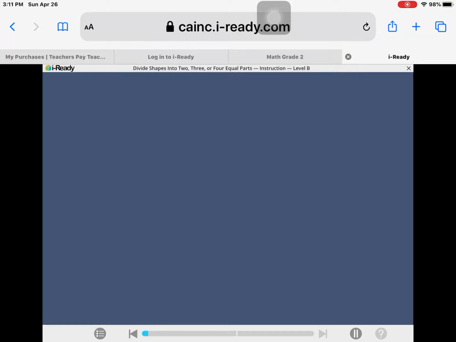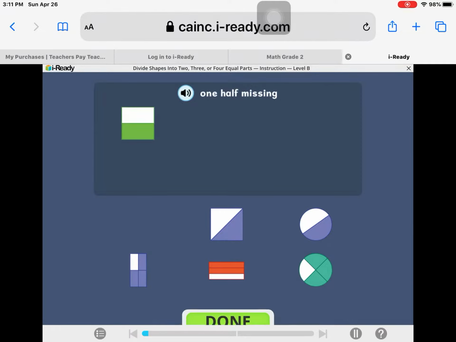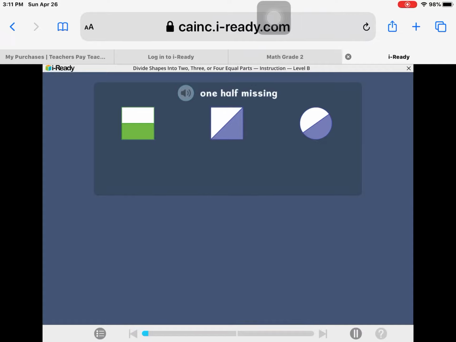Let's sort some shapes. Put all the shapes that show one half missing into the box. Then tap Done. Yes! 1/2 is one of 2 equal parts.